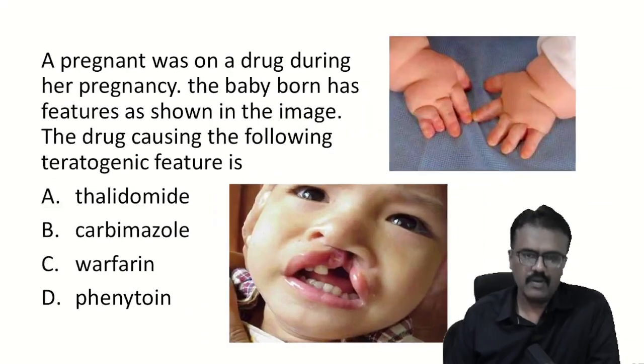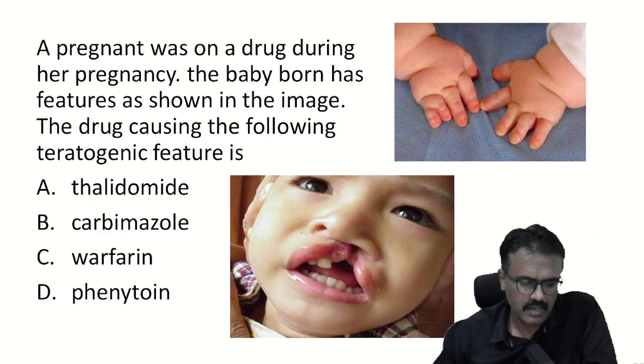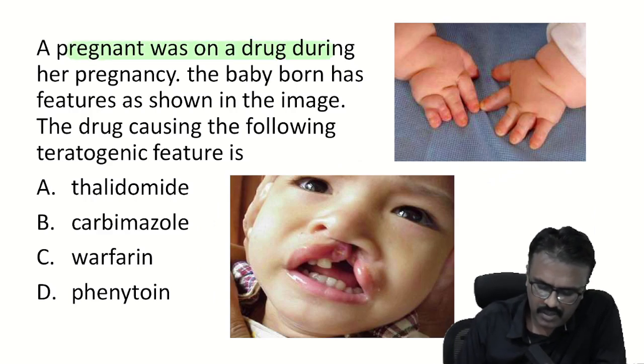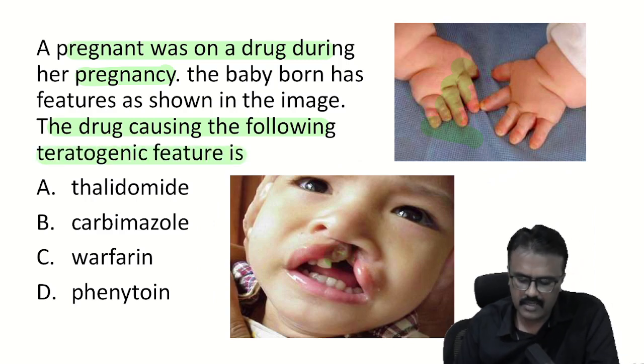Again, pregnant women. Why are you asking so many pregnant women questions? Because that is how the questions are getting framed recently. A pregnant woman was on a drug during pregnancy. The baby born had features: cleft lip, short fingers. The drug causing the following teratogenic feature is, any guesses?